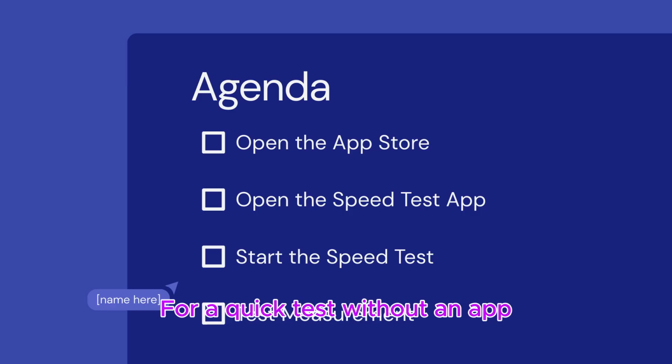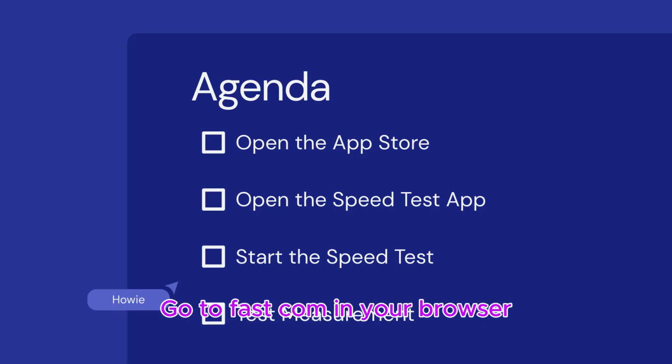For a quick test without an app, you can use Safari. Go to fast.com in your browser. The website will automatically start testing your download speed.